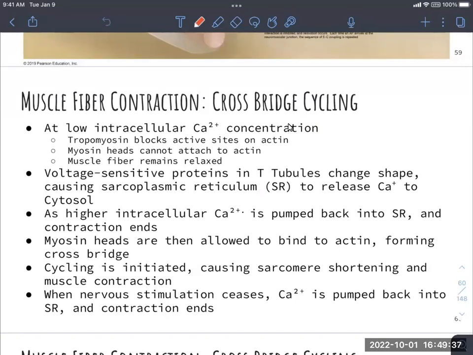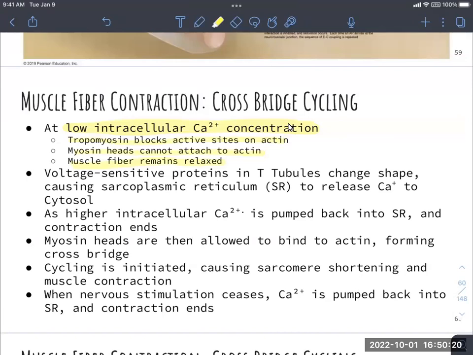So before any kind of muscle contraction will happen, we have a low amount of calcium available in that cell. We want to keep it that way to prevent any kind of contractions that should not happen. And since the calcium levels are low, remember that tropomyosin is going to block that active site on the actin so that the myosin heads cannot attach. That's what keeps your muscles in a relaxed state.